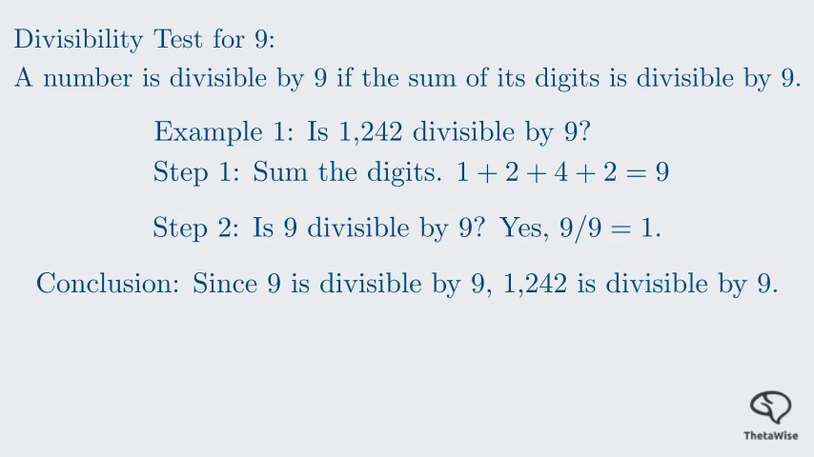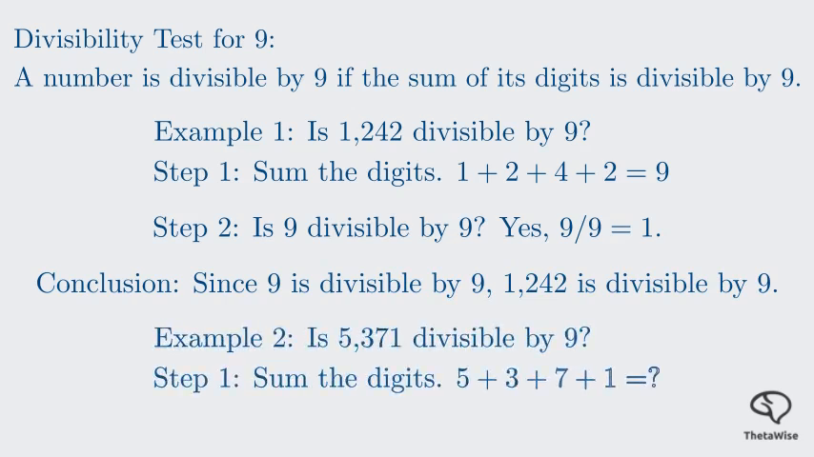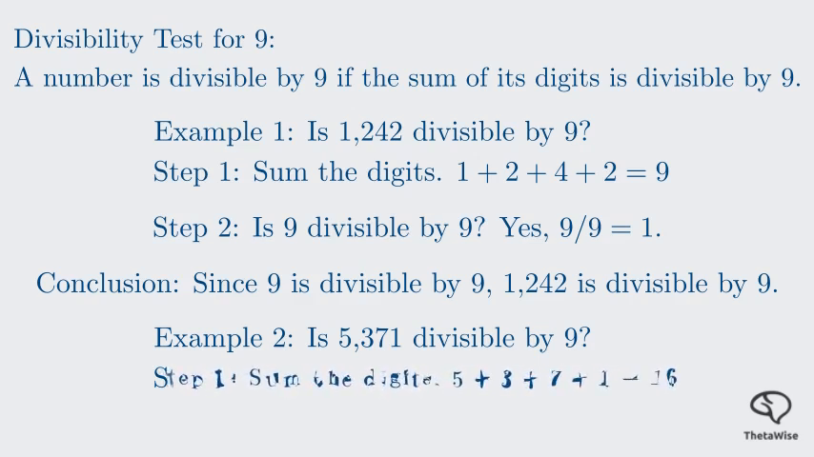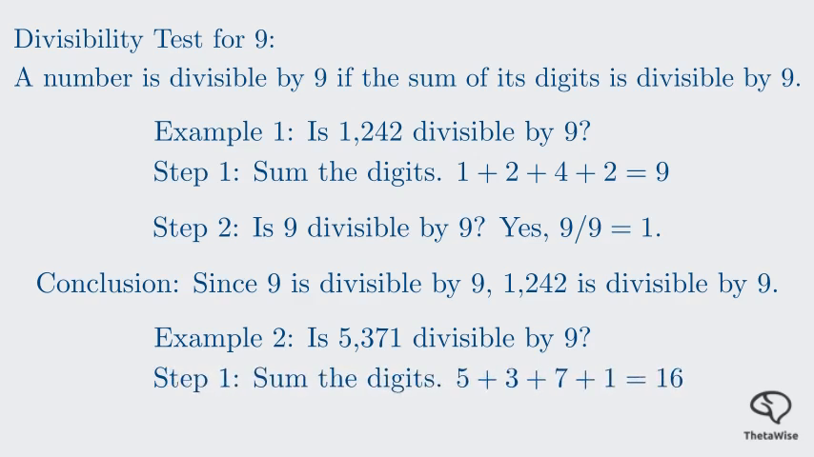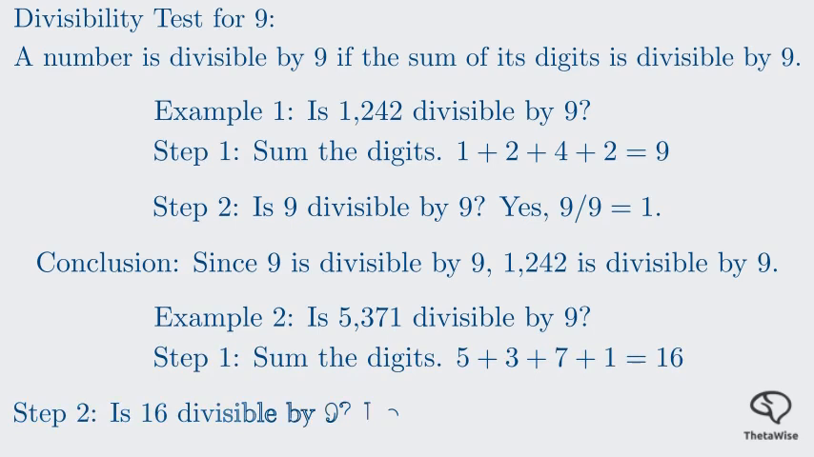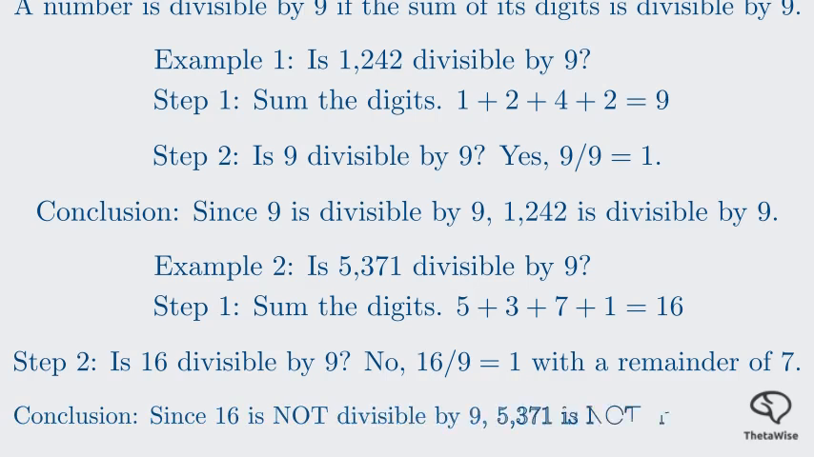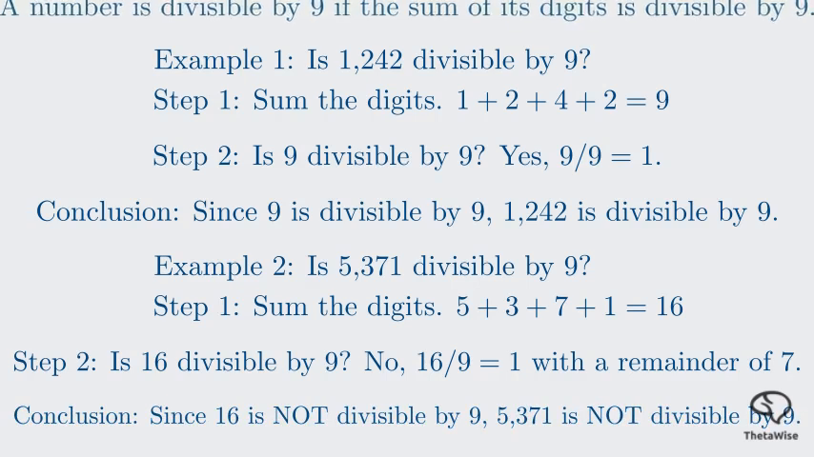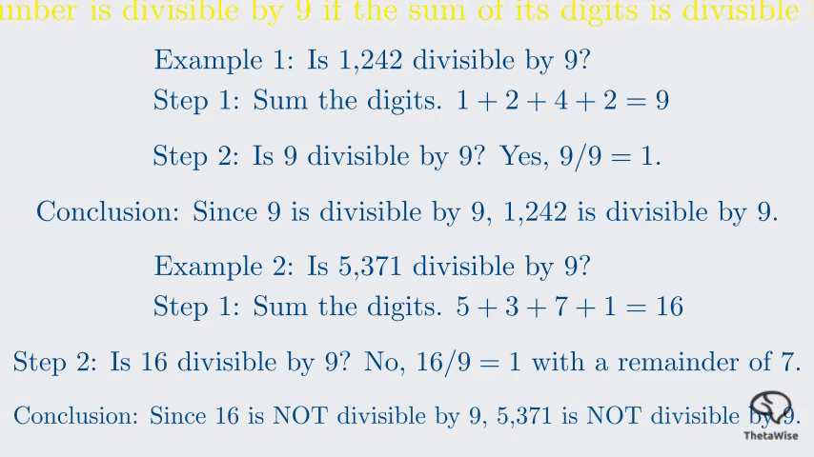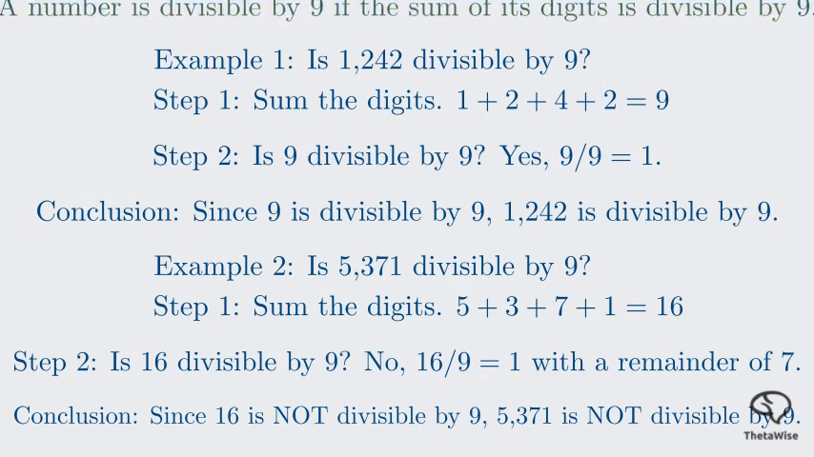Let's try another one. Is 5,371 divisible by 9? We sum the digits. 5 plus 3 plus 7 plus 1. 5 plus 3 is 8. 8 plus 7 is 15, and 15 plus 1 is 16. The sum is 16. Now, is 16 divisible by 9? No, it's not. 16 divided by 9 leaves a remainder. Because the sum of the digits, 16, is not divisible by 9, the original number, 5,371, is also not divisible by 9. You would get a remainder if you did the division. So to recap, the divisibility test for 9 is to add the digits of a number. If that sum is a multiple of 9, the original number is too.